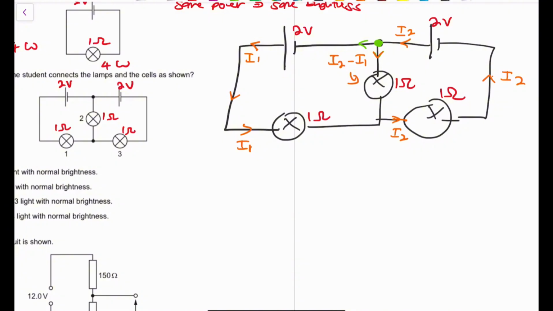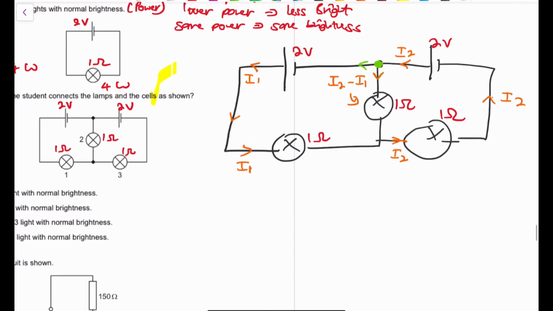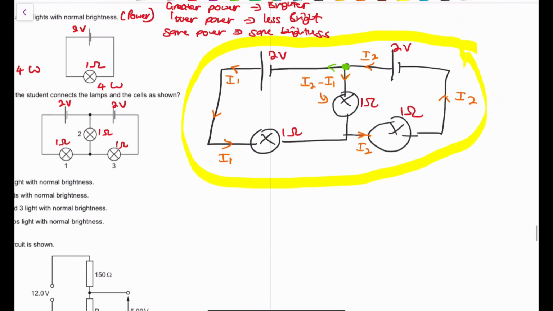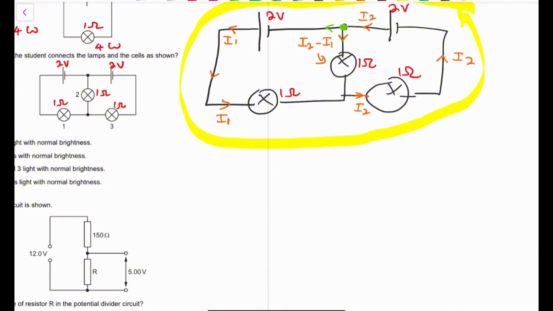Now we can consider the bigger loop, the biggest loop of all, which is this whole loop, okay? This is the first loop that we can consider. So when you're considering that big loop, how do you go about this? We apply Kirchhoff's laws in this way. Since we have a 2 over there and another 2 over there, that's going to give you a value of 4.